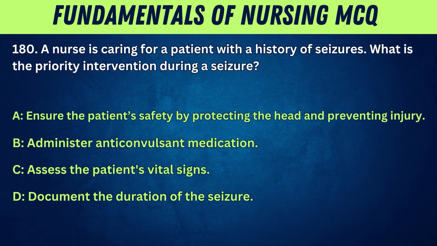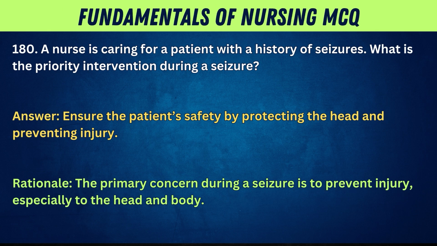180. A nurse is caring for a patient with a history of seizures. What is the priority intervention during a seizure? A. Ensure the patient's safety by protecting the head and preventing injury. B. Administer anticonvulsant medication. C. Assess the patient's vital signs. D. Document the duration of the seizure. Answer. Ensure the patient's safety by protecting the head and preventing injury. Rationale. The primary concern during a seizure is to prevent injury, especially to the head and body.